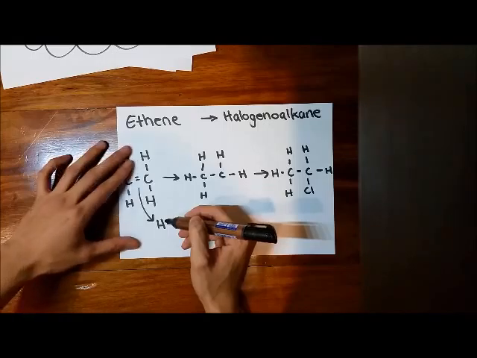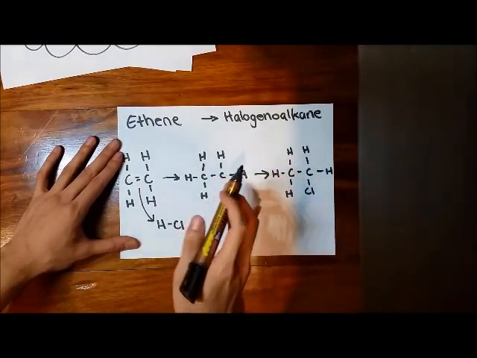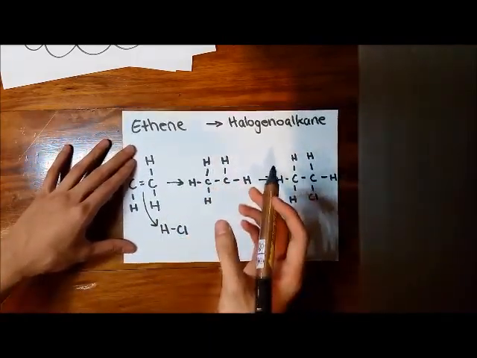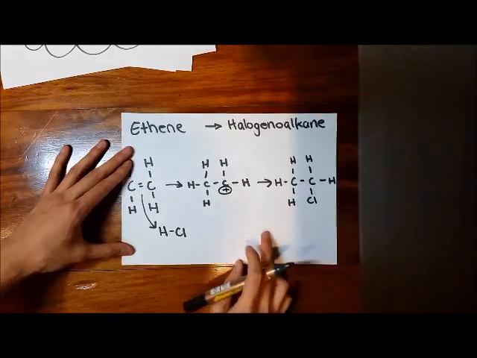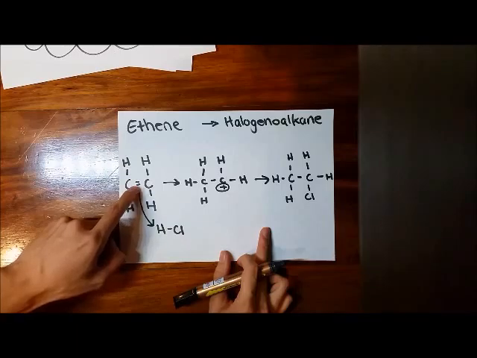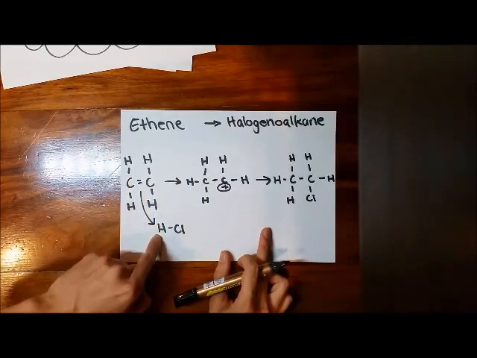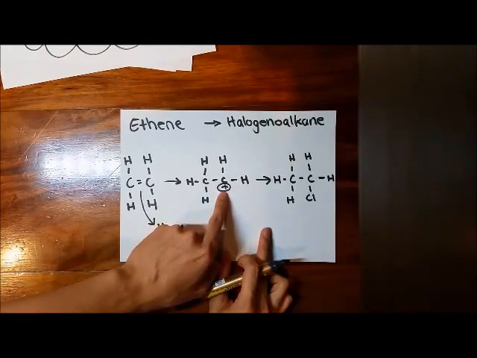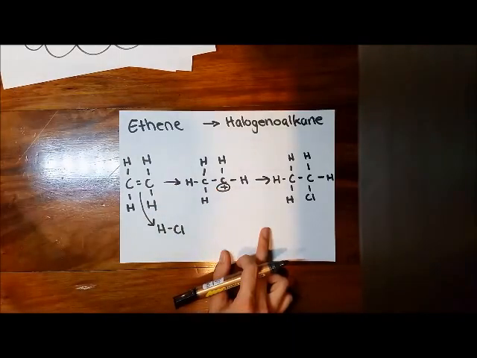And what this causes is the hydrogen to attach to one of the carbons that the double bond is attached to, creating what's known as a carbocation. As we can see here, a carbocation is formed. So one of the carbons that has a double bond attaches to the hydrogen, causing a carbocation to form, which is a positively charged carbon.